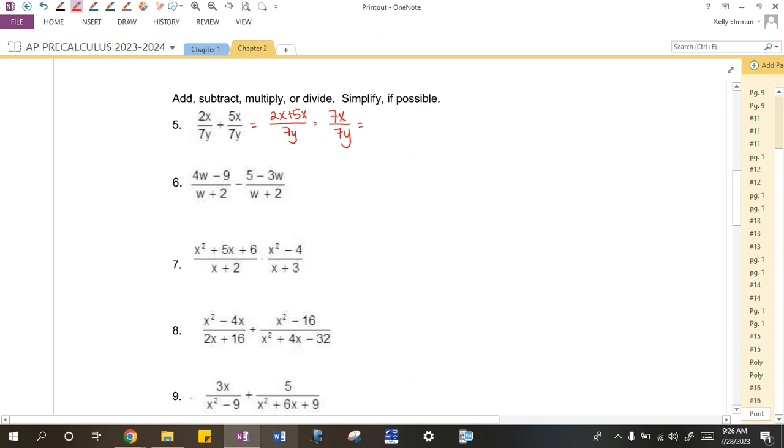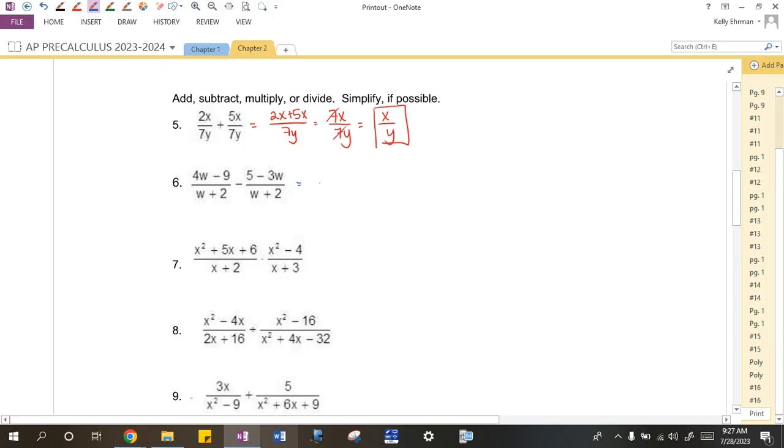And you are allowed, because this is multiplication, if this was 7 plus x, 7 plus y, I couldn't do this, but 7 times x divided by 7 times y, you can cancel the 7's. X divided by y.